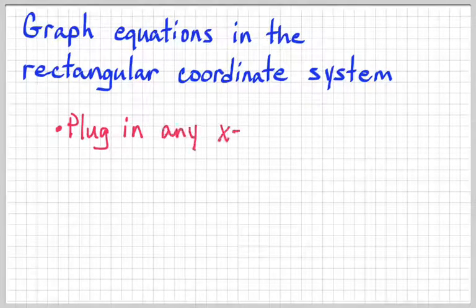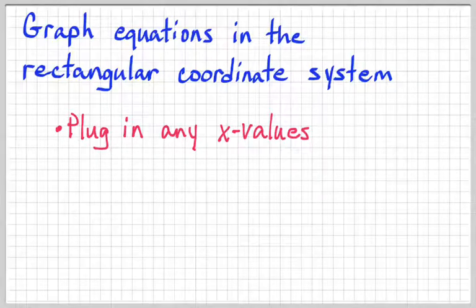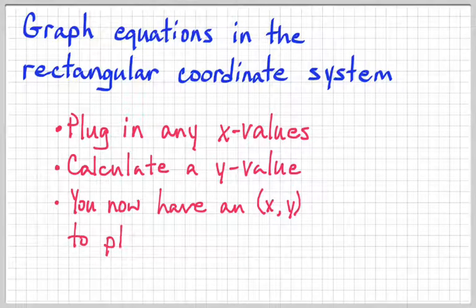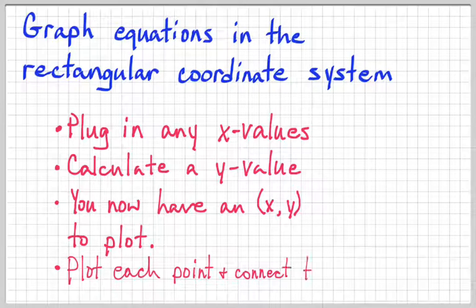So the first thing we're going to do is plug any x values that are convenient into our equation. And when you do that, you'll be able to calculate a y value, and that x and y value you now have will be a point that you can plot. And so you're just going to plot each point and connect the dots. They'll make some obvious shape usually, and you just connect the dots from left to right.